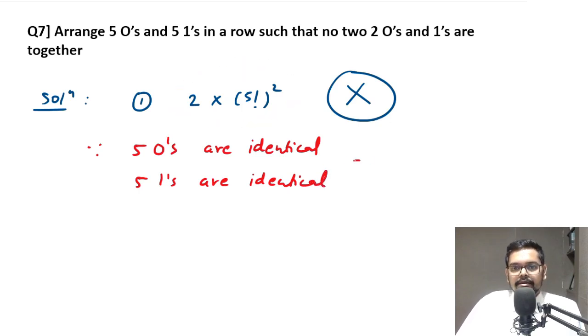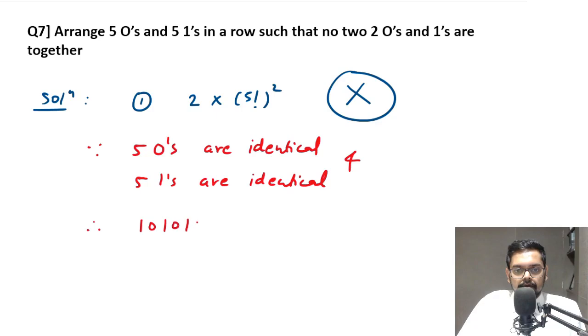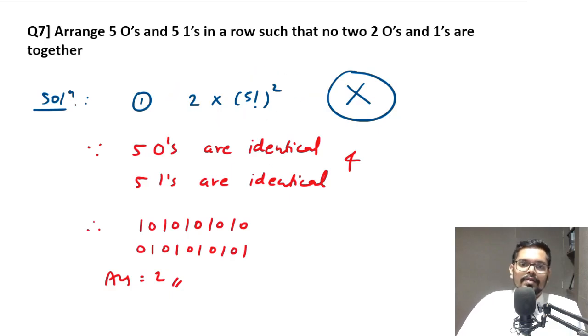Okay. Since 5 zeros and 5 ones are identical, the possible cases where no two zeros and ones come together, which means alternate zeros and ones, one case can be this, starting with 1, then 0, 1, 0, 1, 0, 1, 0, 1, 0, right? So 5 pairs like this, yes. Or else you may say starting with 0, then 1, 0, 1, 0, 1, 0, 1, 0, 1, right? Like this 5 zeros and 5 ones can be arranged. Therefore the answer is 2. Answer is 2 and not 2 into 5 factorial the whole square.